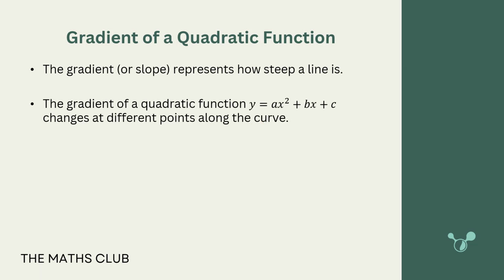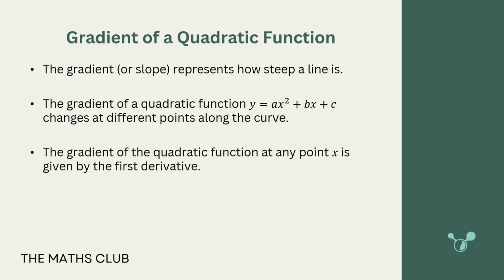So most times what you see in the question, you say find the gradient at the point x is equal to 2, find the gradient at the point x is equal to 3, because the gradient at each point is different, and you see how we're going to plot it and find the graph at a given point. So the gradient of a quadratic function at any point x is given by the first derivative.